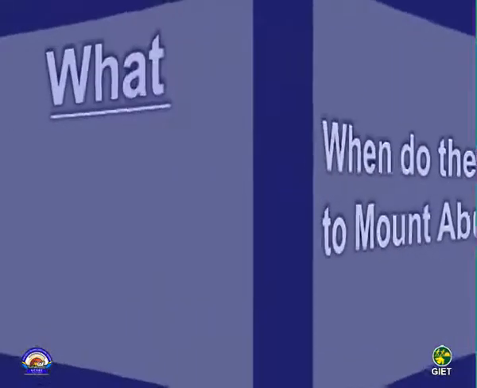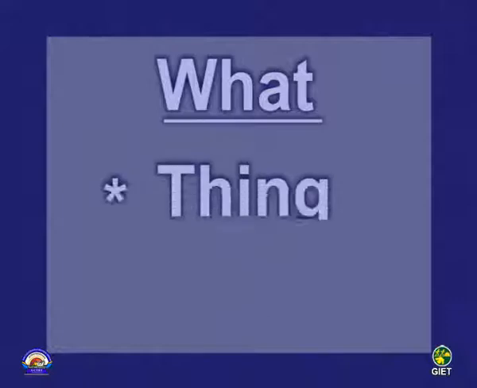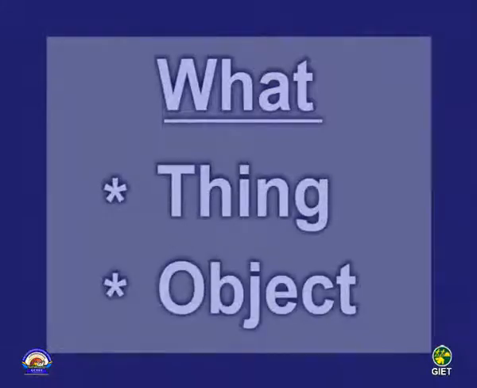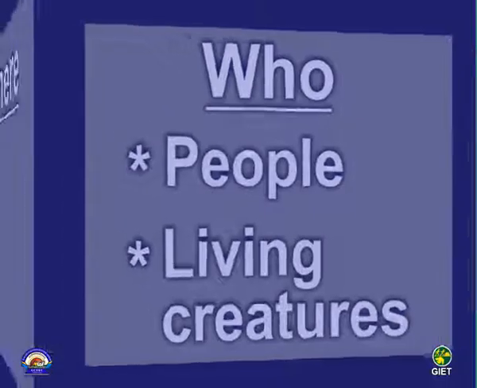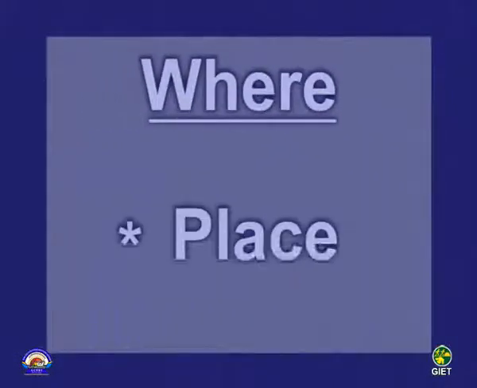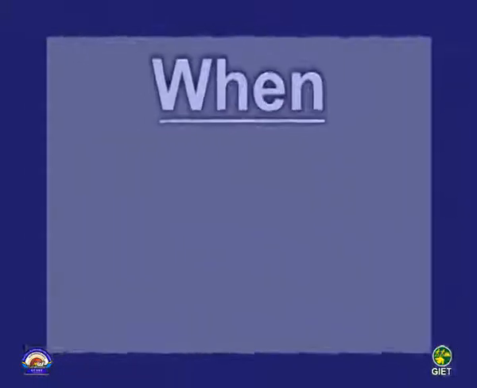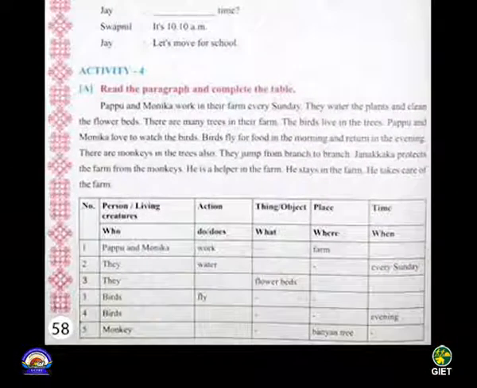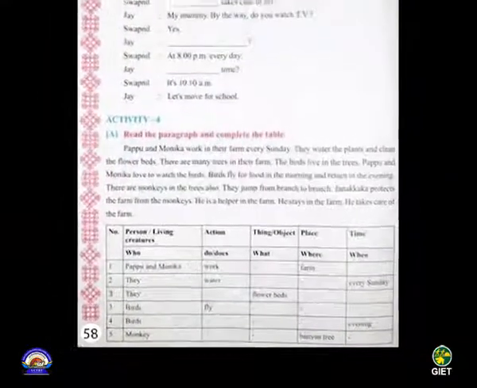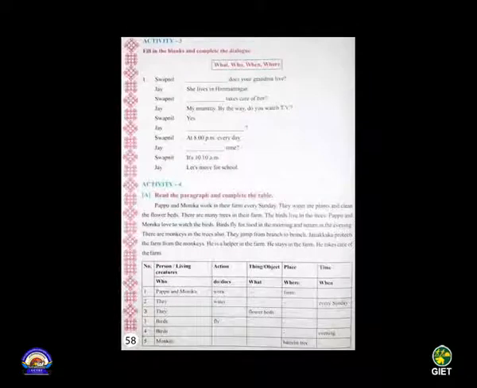Let's have a look again on screen. What indicates thing or object? Who indicates people or living creatures? Where indicates place? When indicates time? Like this, we will do activity number 4A. Open your textbook, page number 58. Students, now I am reading the paragraph and you listen to it carefully.